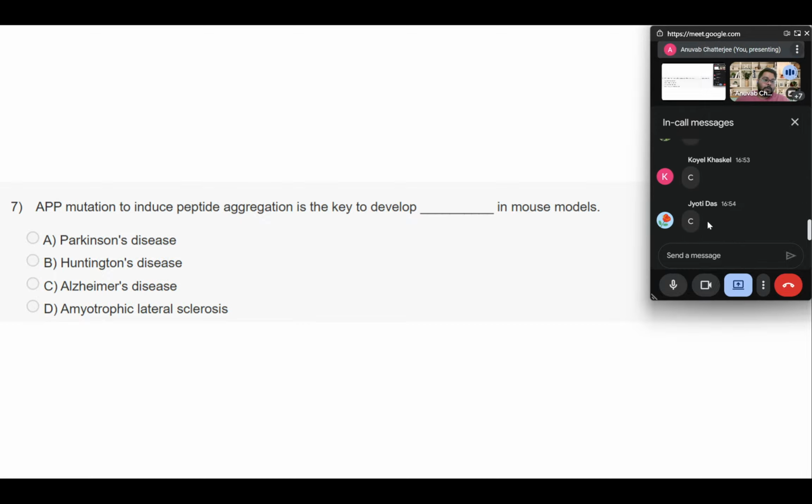Okay, Chandra, Ruksha, Koel, and Jyoti, all of them have said C, Alzheimer's disease. So let us look at it.